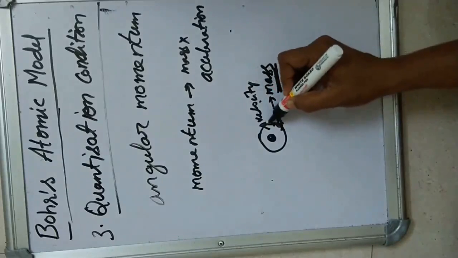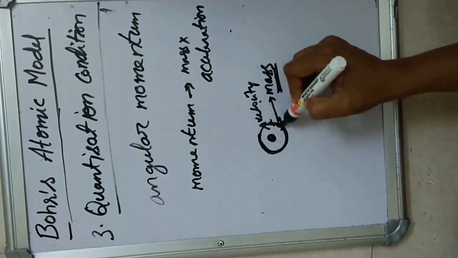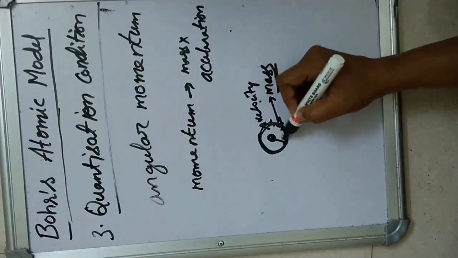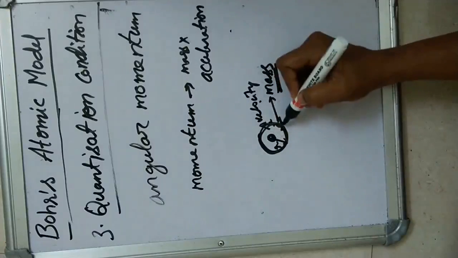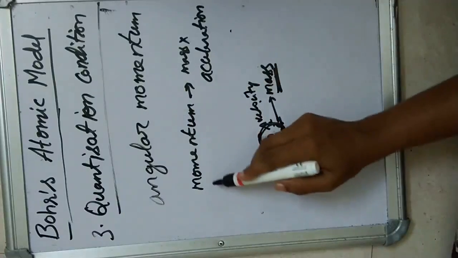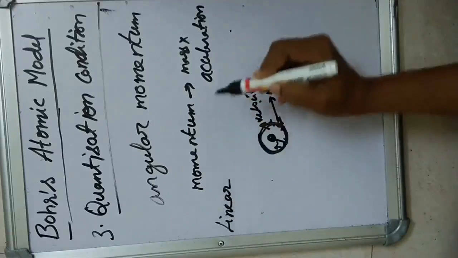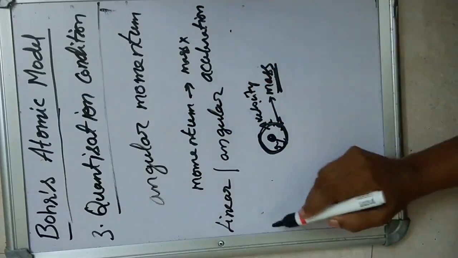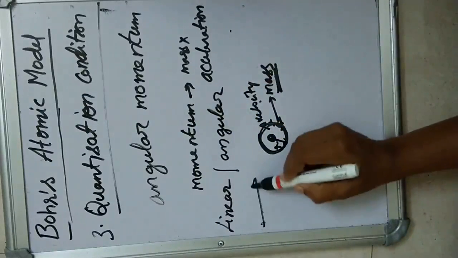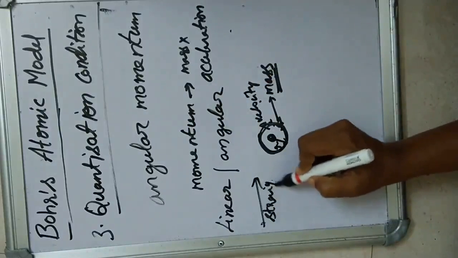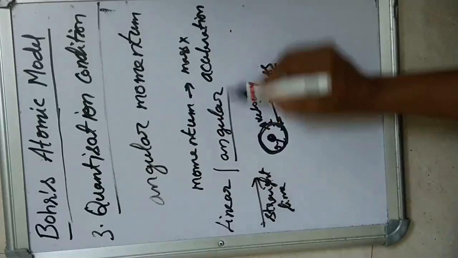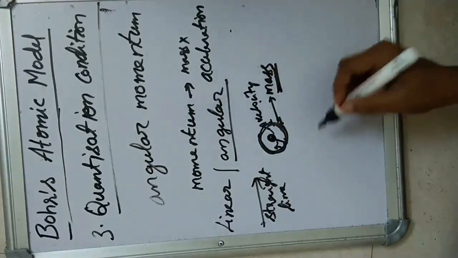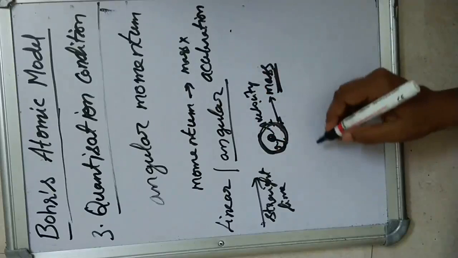Now here the electron revolves around the nucleus in a circular path. Whenever a circle comes, what is the main property of a circle? It has a radius. So the electron is moving. Now in momentum there are two types, linear and angular momentum. Linear means moving in a straight line. But angular means it is in a circular path.